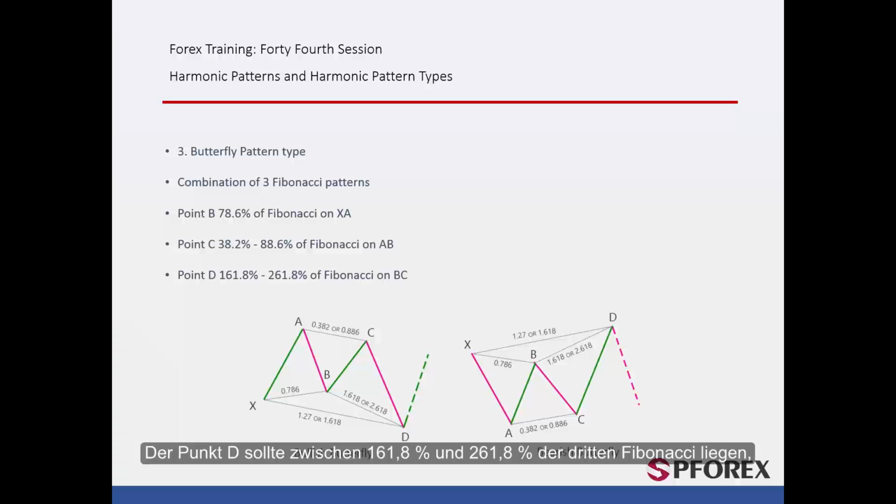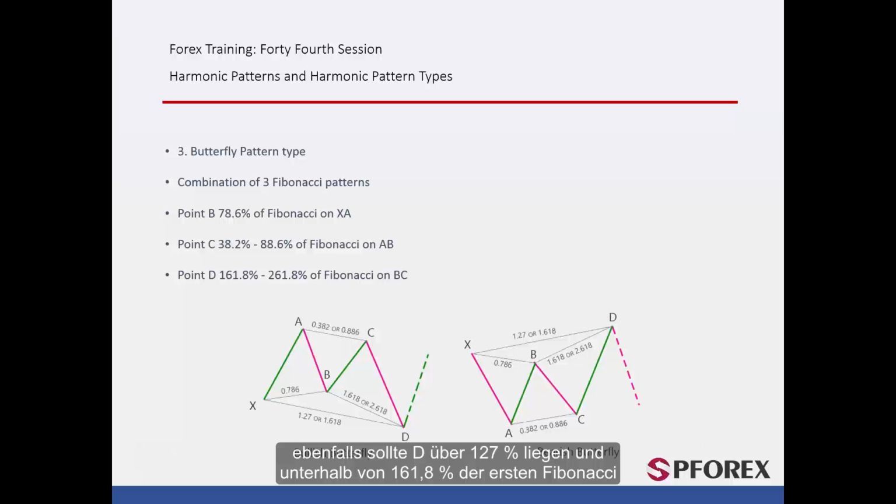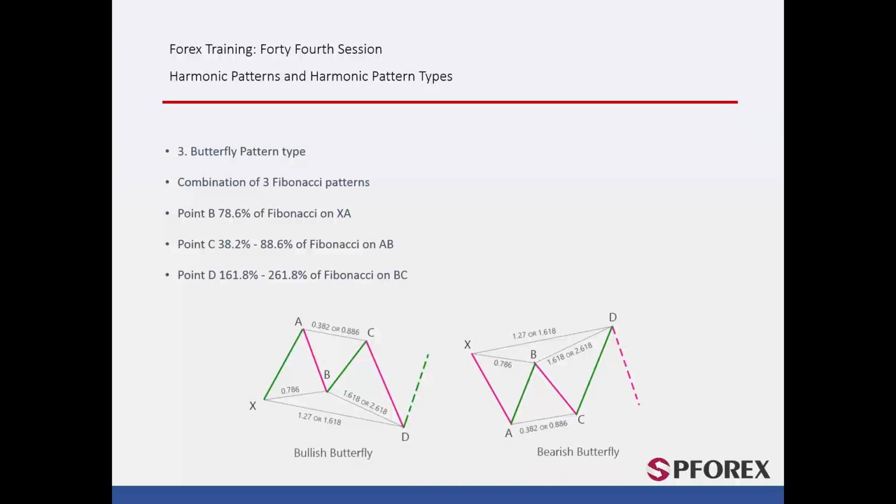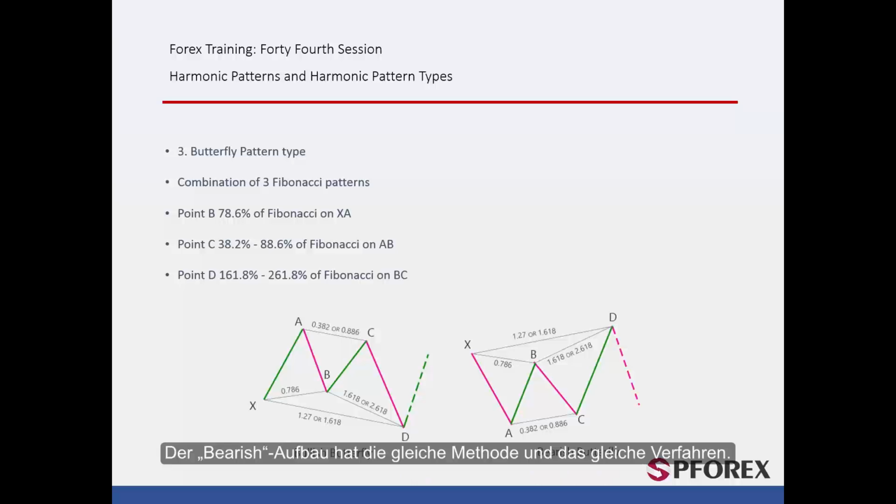Point D must be between 161.8% and 261.8% of the third Fibonacci. Also, D should be over 127% and less than 161.8% of the first Fibonacci. The bearish format has the same method and procedure.